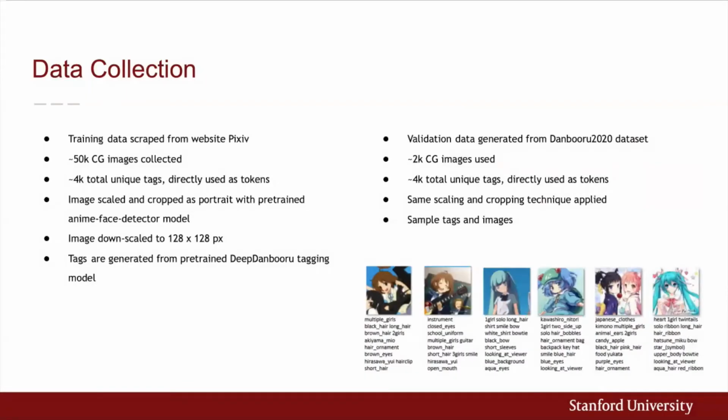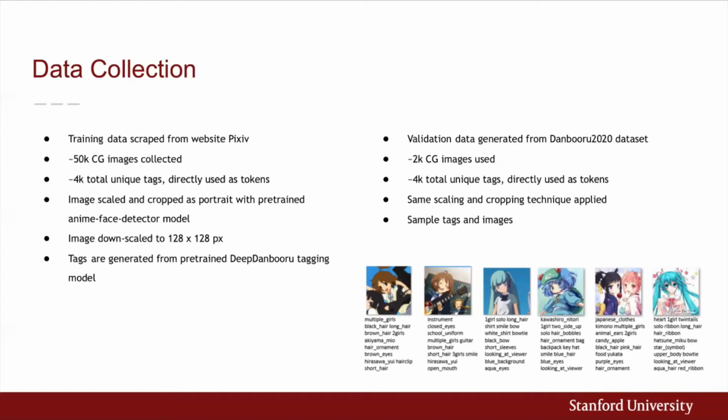The dataset that we used for training was scraped from the website Pixiv. We collected approximately 50,000 CG images, and those collected up to 4,000 total unique tags, and we use them directly as tokens. The images are scaled and cropped as portrait with a pre-trained anime face detector model, and then the image is scaled down to 128 by 128 pixels.